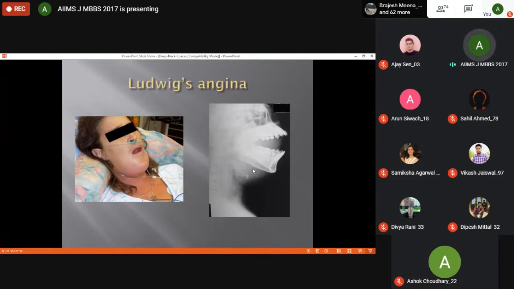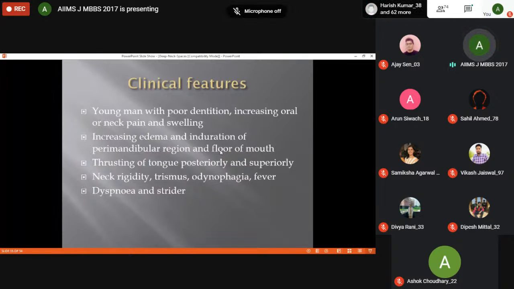So you should be very, very quick in analyzing whether the patient needs a tracheostomy or not. If possible, do the tracheostomy, otherwise intubation, whatever. We need to maintain the airway, and you should anticipate this complication as early as possible. So the clinical features are basically young people with poor dentition, increasing oral and neck pain and swelling, increasing edema and induration of the perimandibular region and floor of the mouth. There will be thrusting of the tongue posteriorly and superiorly. There will be neck rigidity, trismus, odynophagia, and fever.